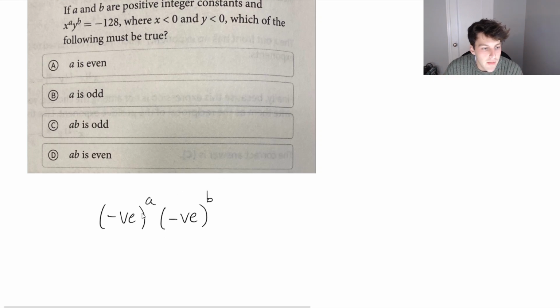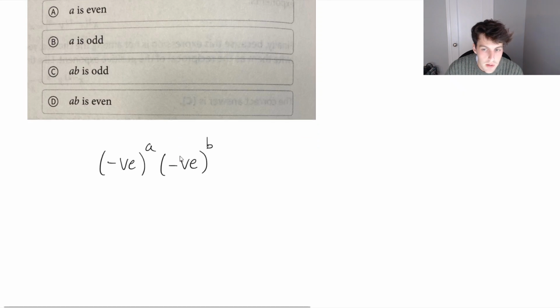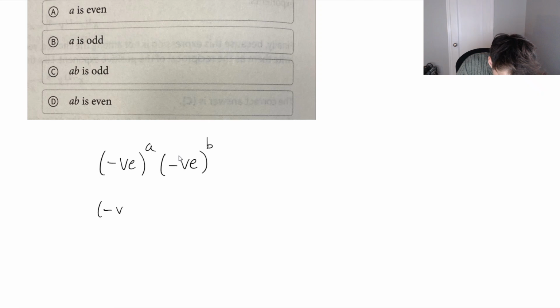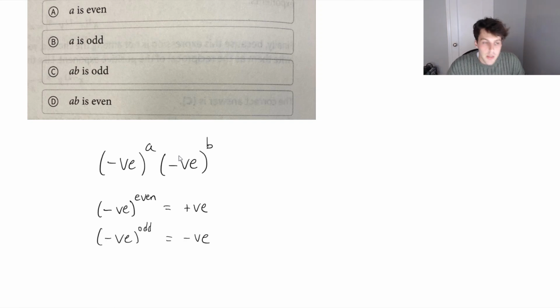What do we know about when we have negatives to the exponents of some positive integers? If we have a negative number and the exponent is a positive even number, we're going to result in a positive number. If we have a negative to the exponent of an odd number, it's going to result in a negative number, right? You can check that out. Think negative 1 to the exponent of 2, it's going to be positive 1. But negative 1 to the exponent of 3 is going to be negative 1.